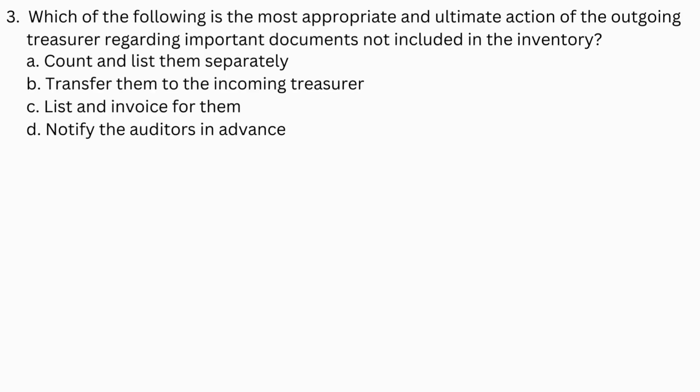Number 3. Which of the following is the most appropriate and ultimate action of the outgoing treasurer regarding important documents not included in the inventory? A. Count and list them separately. B. Transfer them to the incoming treasurer. C. List and invoice for them. D. Notify the auditors in advance.